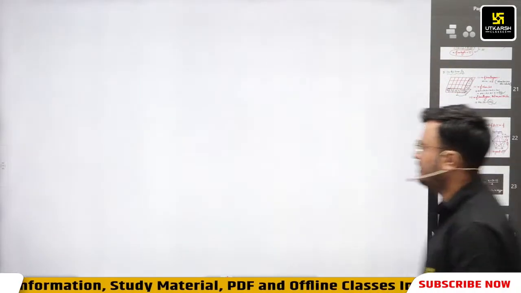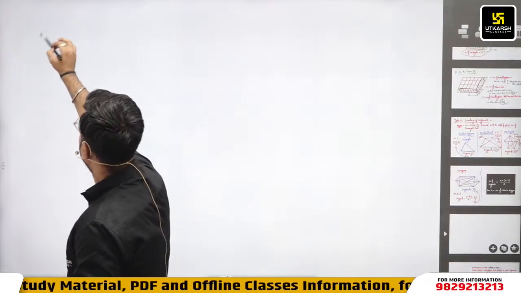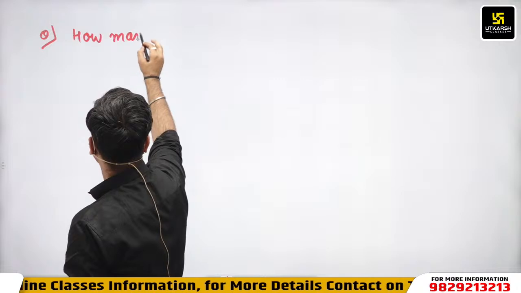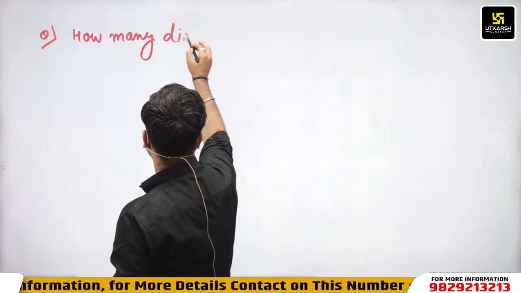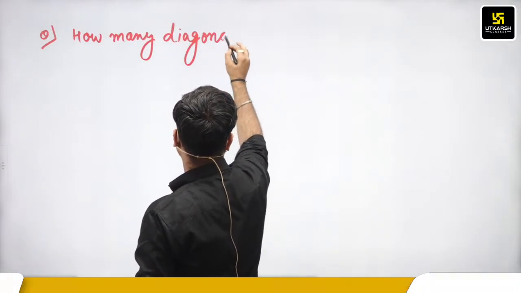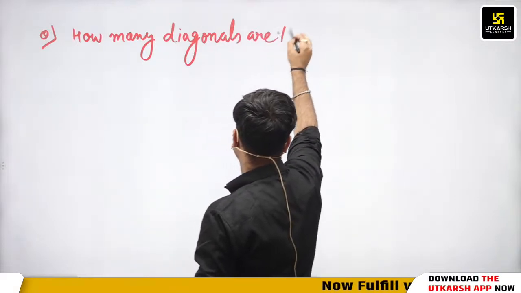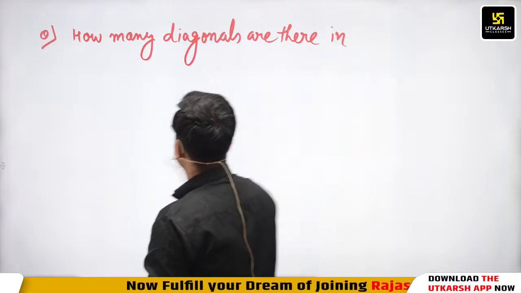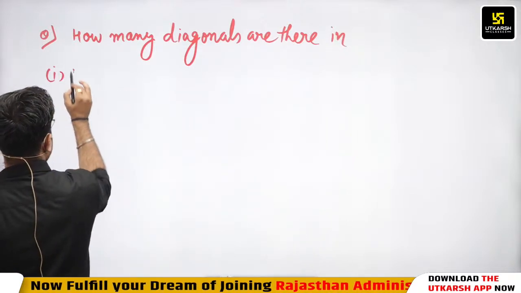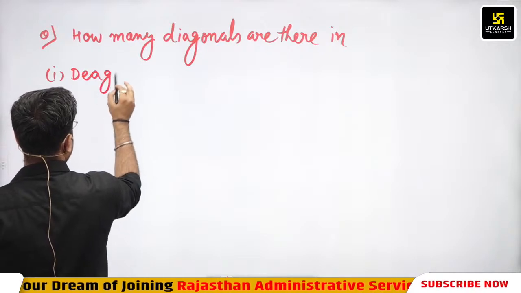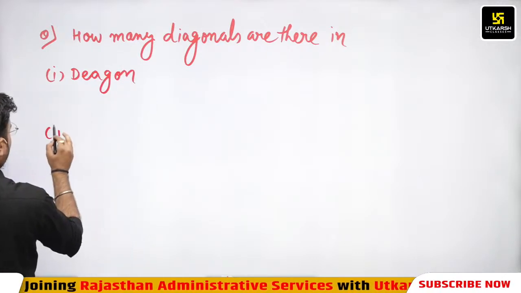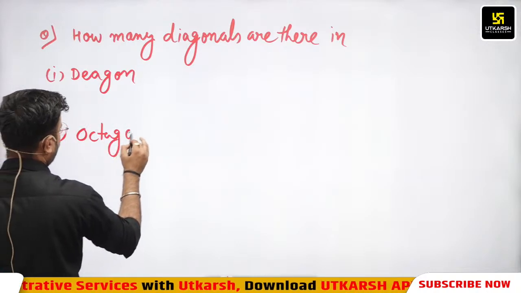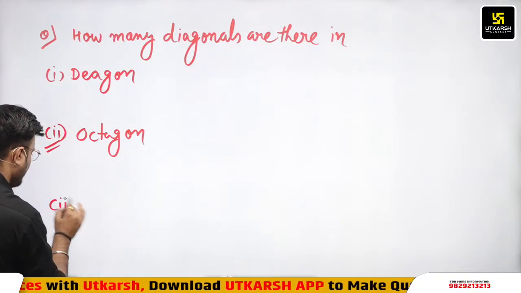So now if someone asks how many diagonals are there in a decagon? How many diagonals are there in: first, decagon; second, octagon; third one is your nonagon.